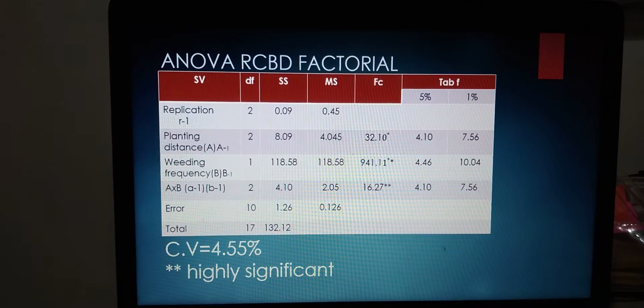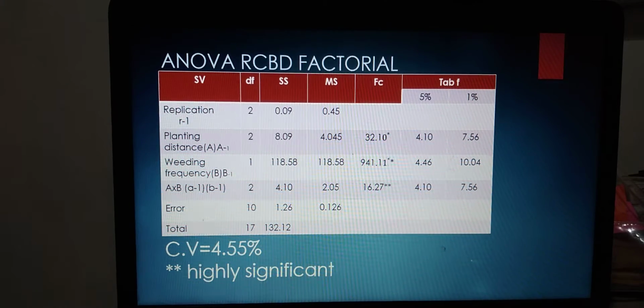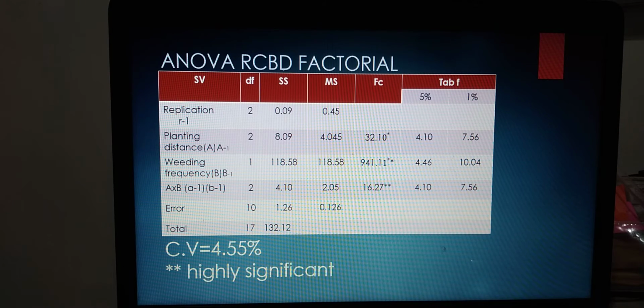So this table is our ANOVA for RCBD factorial. We have the source of variation, DF, SS, MS, and FC, and our tabulated F. Replication: our DF is 2, our SS is 0.09, our MS is 0.045. And our planting distance: 2, 8.09, 4.045, and our FC is 32.10, which is significant.